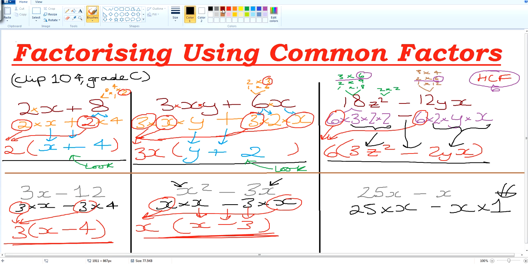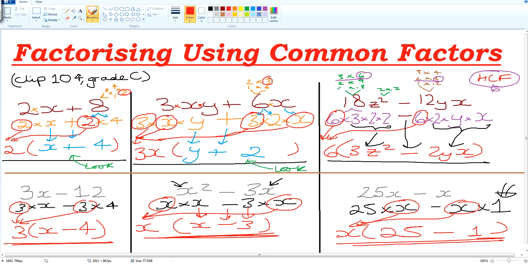So now let's have a look at the common factors. It only shares an x as the highest common factor. Pull that out. And let's write down what we have left over. We have 25 left over, and the minus and the 1. And that's the end of our video for today. Now we're going to practice lots of questions, and that should take us towards the end of our lesson.